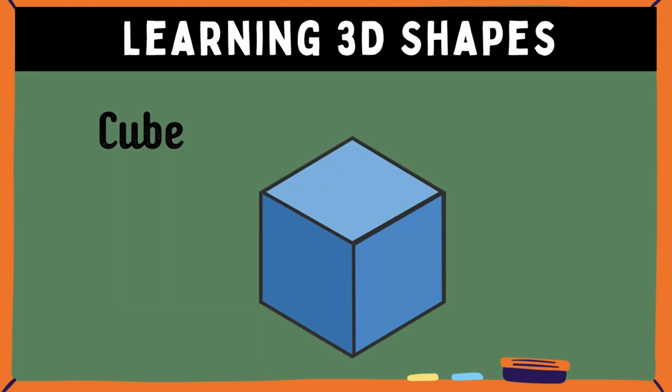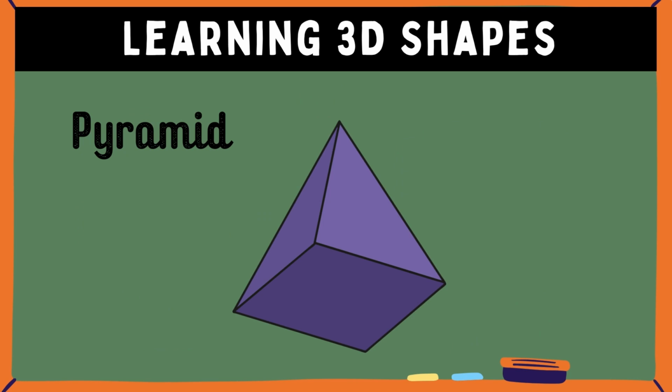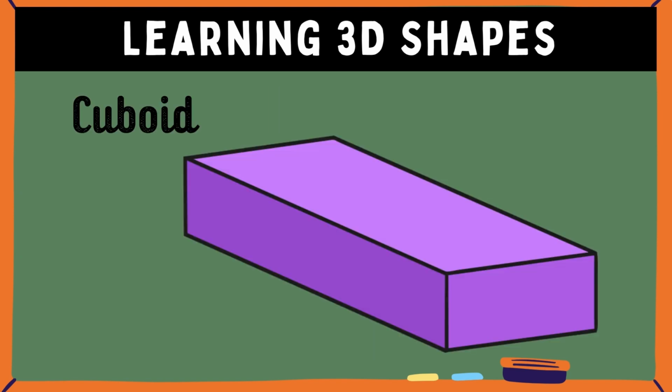This shape is called a cube. Can you say cube? A dice is a cube. Sometimes a gift box may be a cube. Can you think of any object that is a cube? This shape is called a pyramid. Can you say pyramid? You may hear about the real-life Egyptian pyramids in Egypt. This is a really big pyramid. Can you think of any object that is a pyramid?